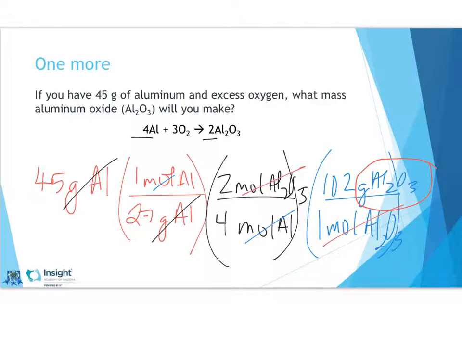So now, calculation time. Multiply everything that's on the top. 45 times 2 times 102. Hit equals. Then divide by 27, equals, divide by 4. And you get 85 on the dot. 85 grams of Al2O3.